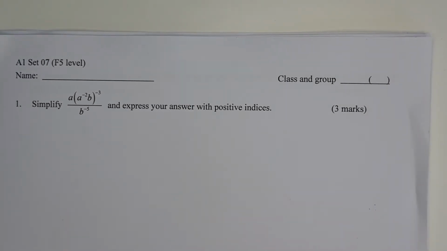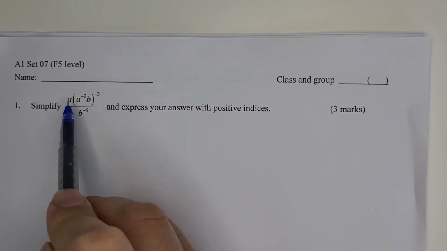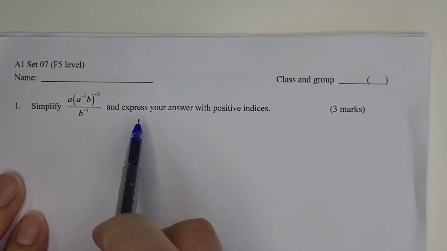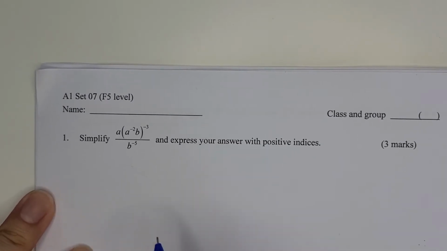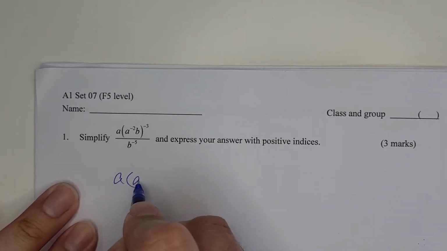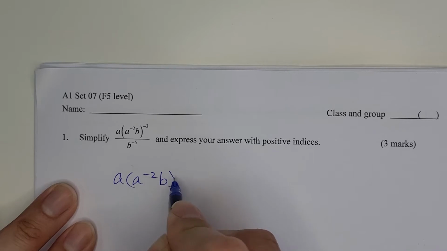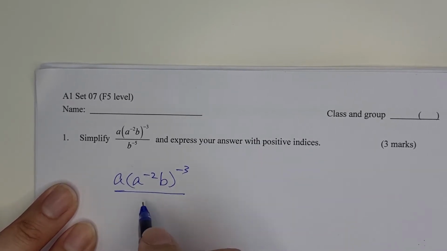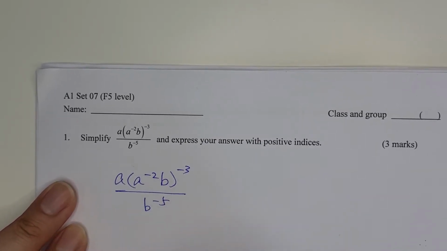Okay, let's talk about the solution of this paper. For this question, you need to simplify these expressions and express your answer to positive indices. So, first of all, a bracket a to the power negative 2 times b to the power negative 3 over b to the power negative 5.